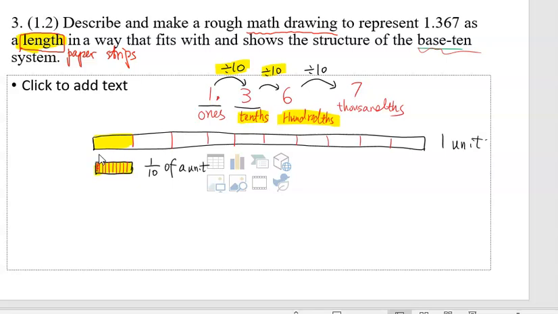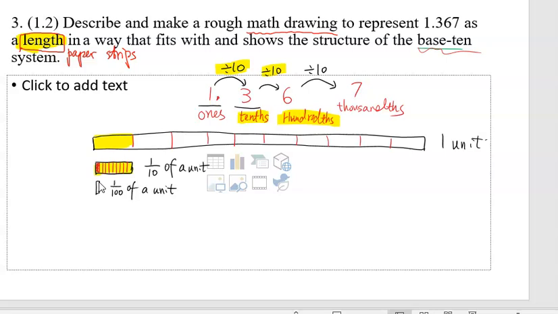It's going to be 1/100th. So I am going to bring that down here. Well, it looks like a little too big here. All right, so this size is going to be 100th of a unit.